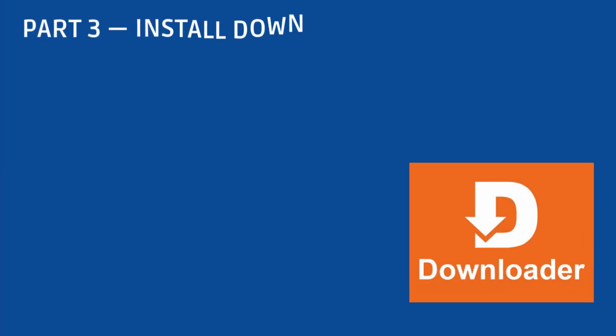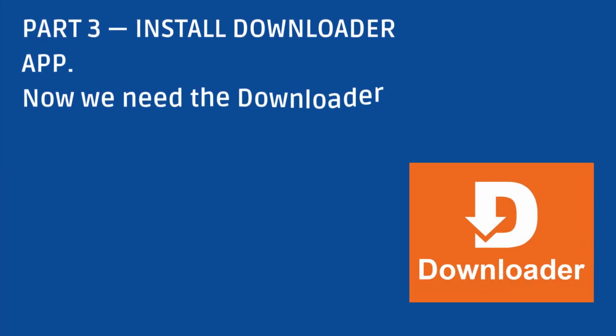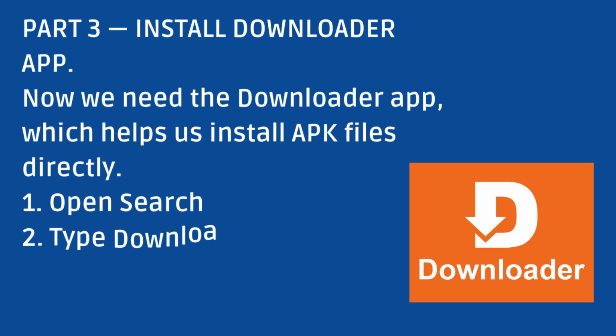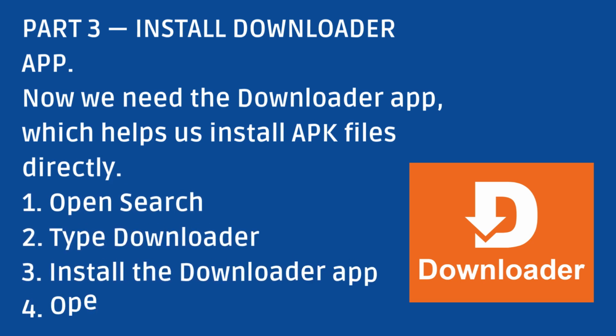Part 3. Install Downloader app. Now we need the Downloader app, which helps us install APK files directly. 1. Open Search. 2. Type Downloader. 3. Install the Downloader app. 4. Open Downloader.